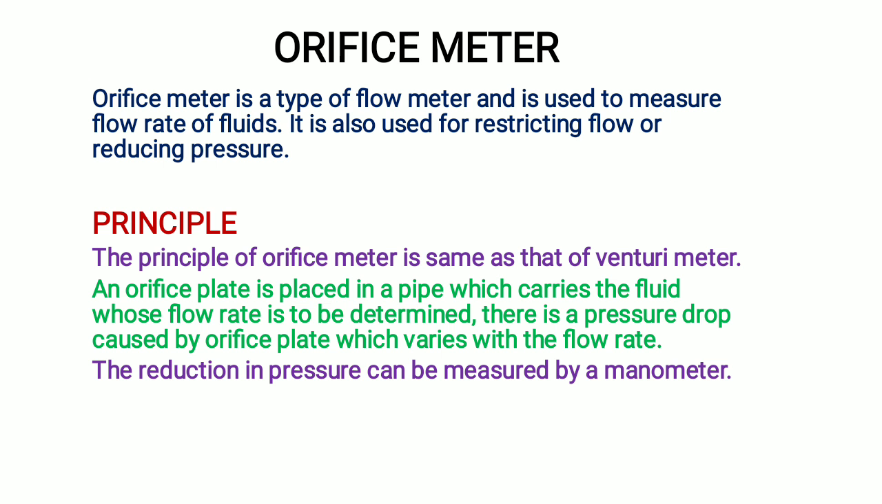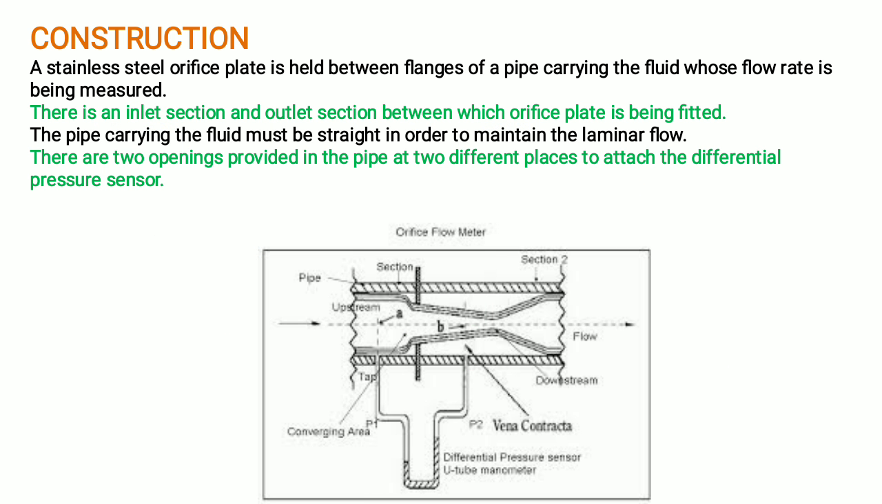It is also used for restricting the flow or reducing the pressure, right? Because kinetic energy will increase. So if we want to decrease the pressure energy, Orificemeter is generally used. The principle of Orificemeter is the same as that of Venturimeter. An orifice plate is placed in a pipe which carries the fluid whose flow rate is to be determined. There is a pressure drop caused by the orifice plate which varies with the flow rate. The reduction in pressure can be measured by a manometer.